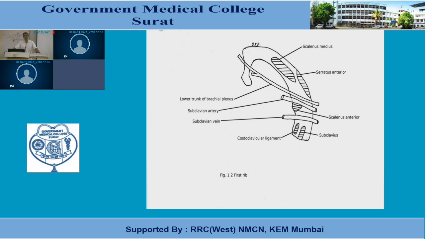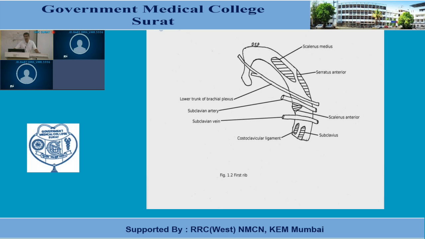There is no costal groove in relation with the first rib. Here, the neurovascular bundle directly comes in relation with the lower surface. In the first rib there is no lower border; there is a lower surface, because there is an upper surface and a lower surface. Therefore, the neurovascular bundle of the first rib comes in direct relation with the lower surface of the first rib.